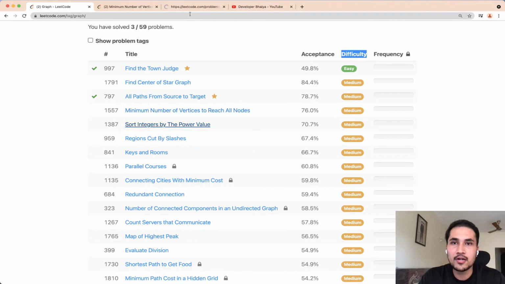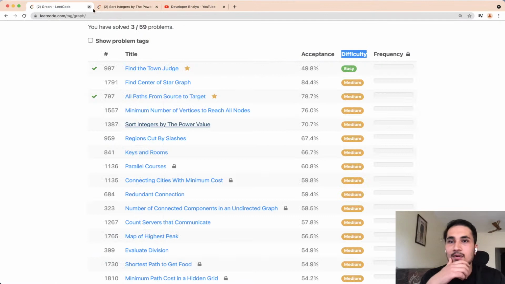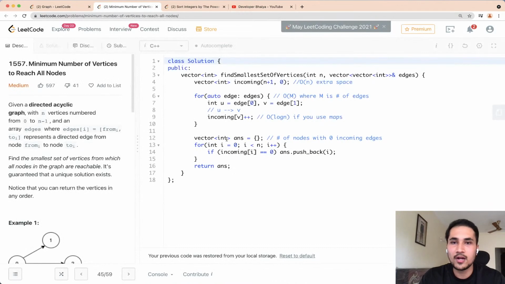Let's look at sort integers by the power value. Do you want me to, do you want few seconds to have a look at the code or ask anything? I'm looking at the chat window, so if you want to ask anything, feel free to ask. All right, I don't think, I think everyone got this. This was trivial problem.